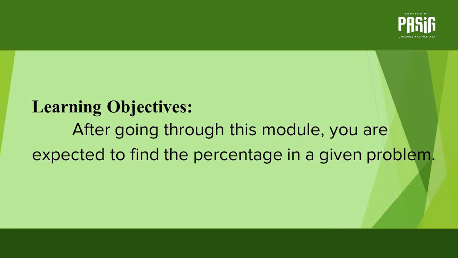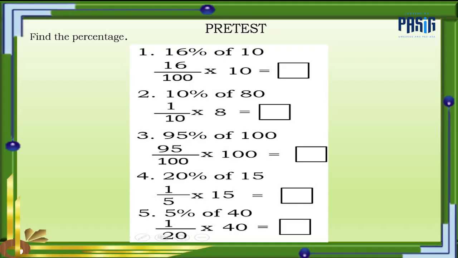As we usually do, we are going to have the pretest first. Here is the direction. Find the percentage. Number 1, 16% of 10. Now we're going to rename 16% into a fraction, and that is 16 hundredths times 10. And what's the answer?